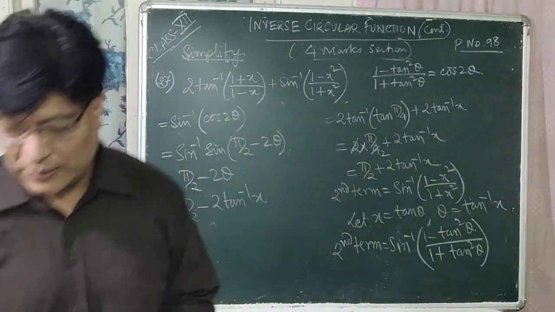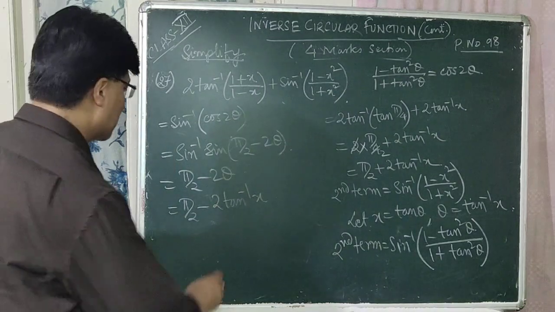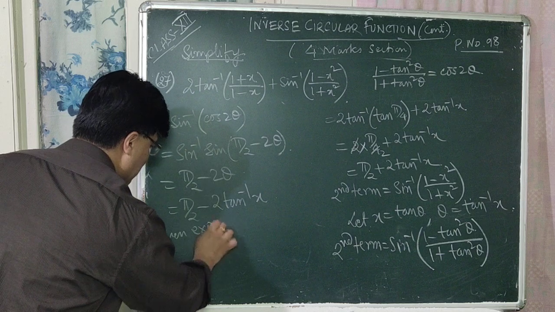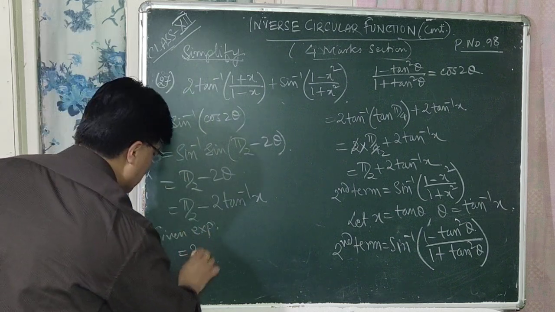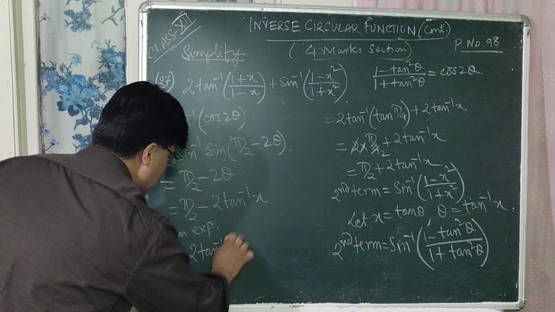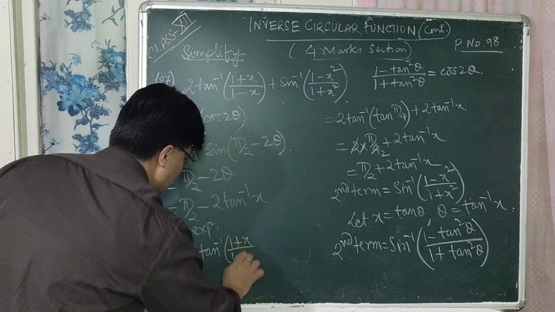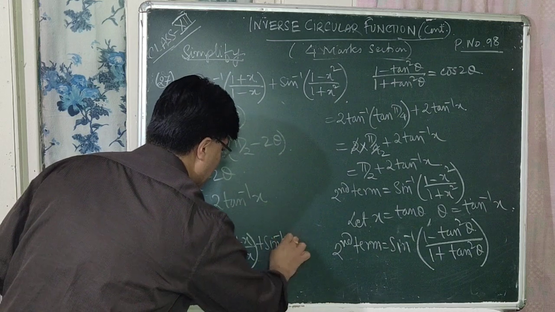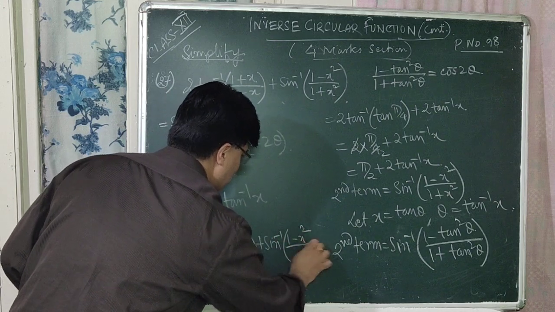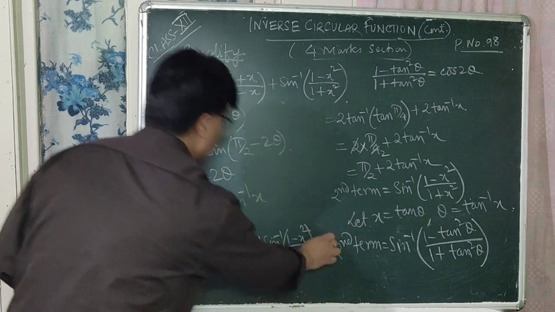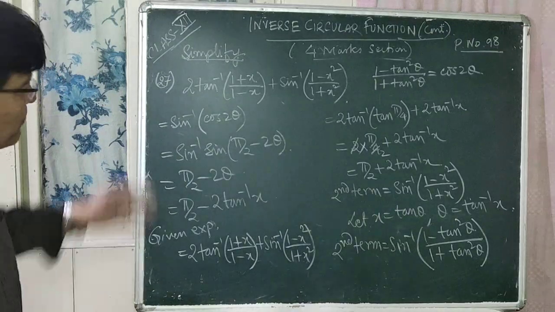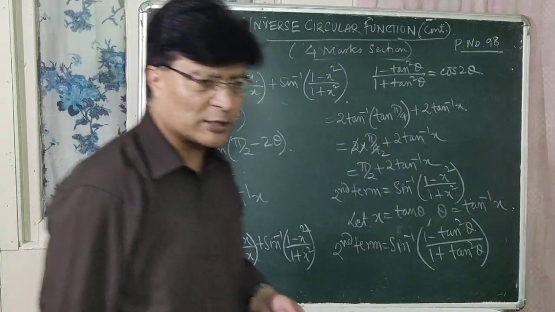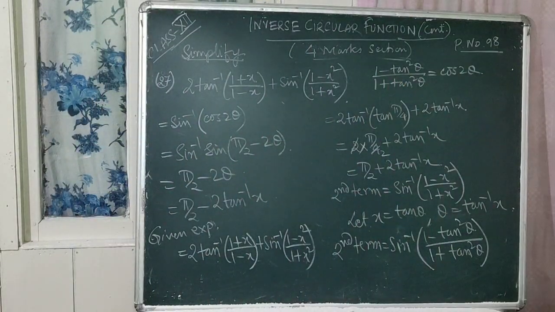So now write down the given expression. What is the given expression now? Given expression is equal to 2 tan inverse (1 plus x) upon (1 minus x) plus sine inverse (1 minus x square) upon (1 plus x square), right? This is the given expression. Again, we will write it again, okay? Now we have to substitute the value, right?